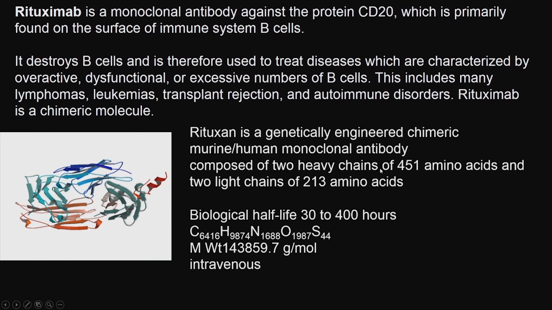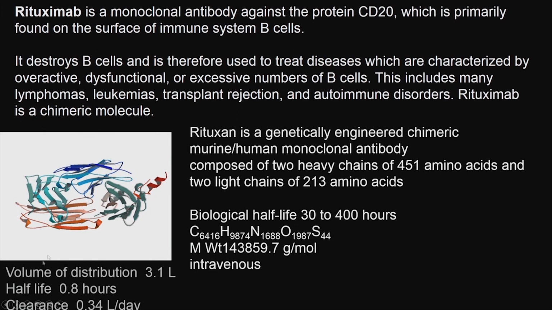This is meant for autoimmune disease, leukemias and so on. The volume of distribution is 3 liters, the half life is 0.8, and clearance is very slow, 0.34 per day. So it can act much longer.